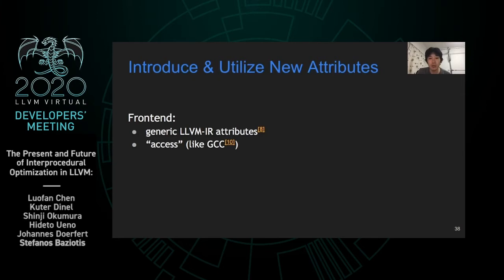Another way to introduce better optimization is to annotate more information in the program. Here, I'm going to show you some ideas. On the front-end level, we can introduce generic LLVM IR attributes, or some new attribute like access. We can put LLVM IR attributes on C and C++ programs by using the generic LLVM attribute. And GCC has the access attribute, which annotates a more precise specification about memory access. Maybe we can use this in LLVM.